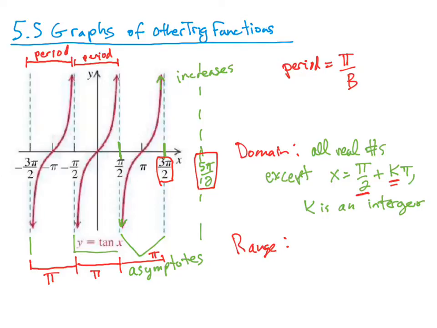The domain very closely corresponds to what the asymptotes are. The range for a tangent graph is going to be all real numbers. It starts at negative infinity and increases to positive infinity. Alright, now let's look at a cotangent graph.